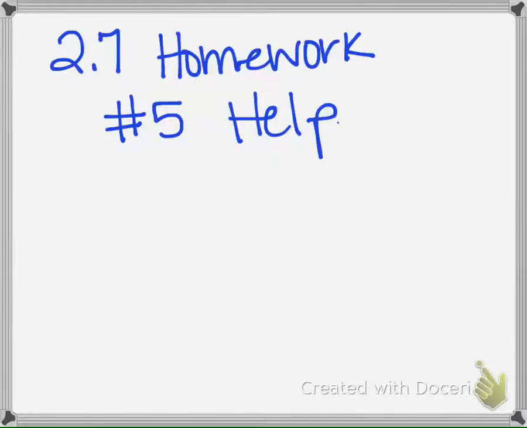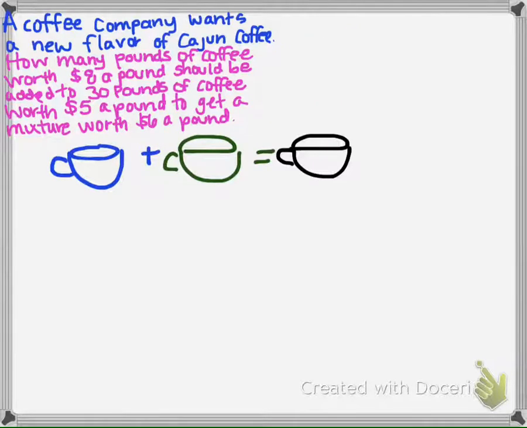This video will help you with section 2.7, number 5 on your homework. A coffee company wants a new flavor of Cajun coffee. How many pounds of coffee worth $8 a pound should be added to 30 pounds of coffee worth $5 a pound to get a mixture worth $6 a pound?